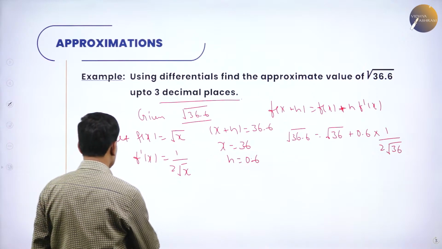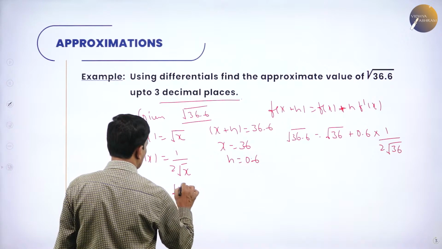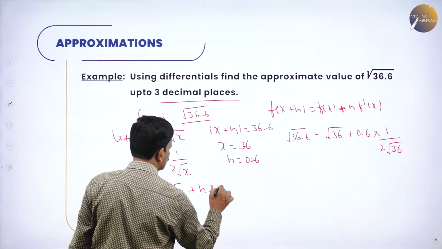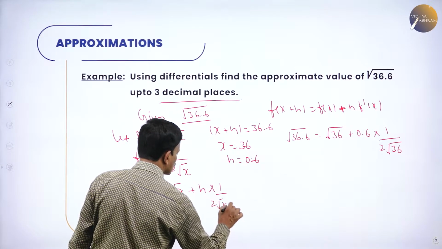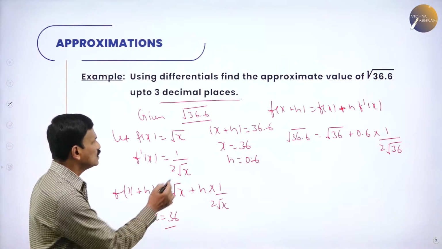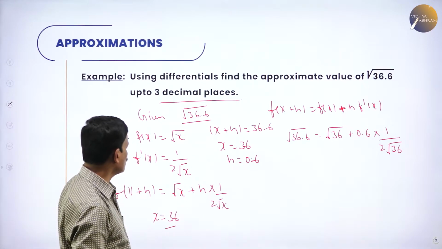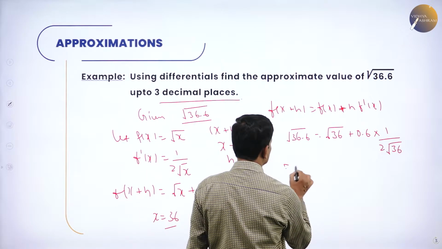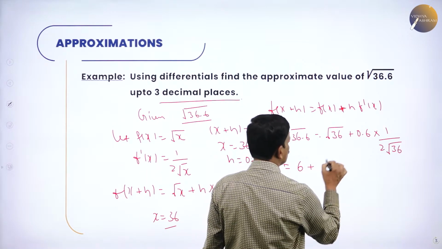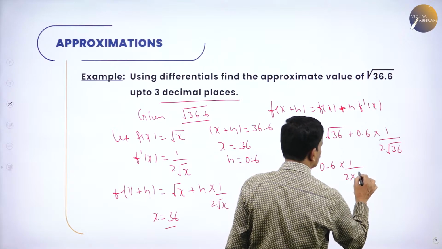If you want, you can also write it like this: f of x plus h is equal to f of x, root x, plus h into 1 over 2 root x. Now put x is equal to 36. That's it. So square root of 36.6 is equal to root of 36 plus 0.6 into this. So this is equal to square root of 36, which is 6, plus 0.6 into 1 over 2 into square root of 36, which is 6.